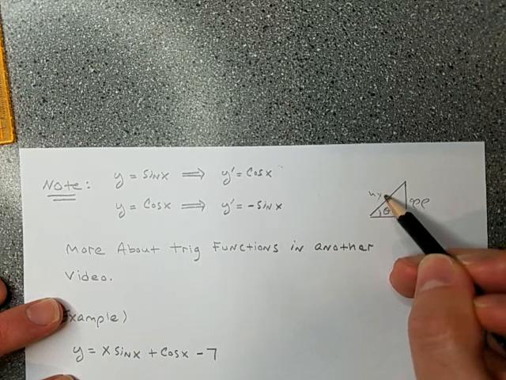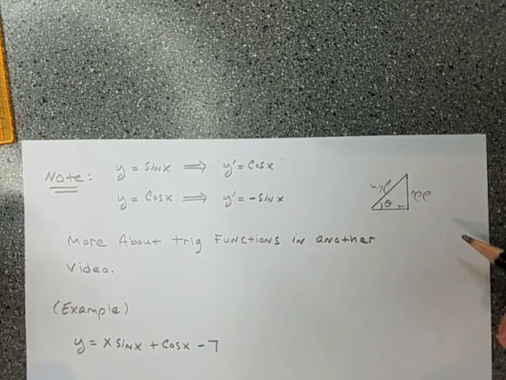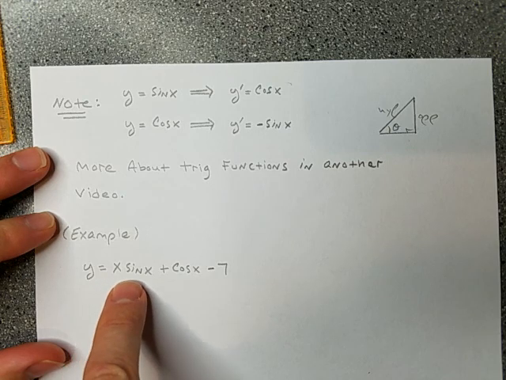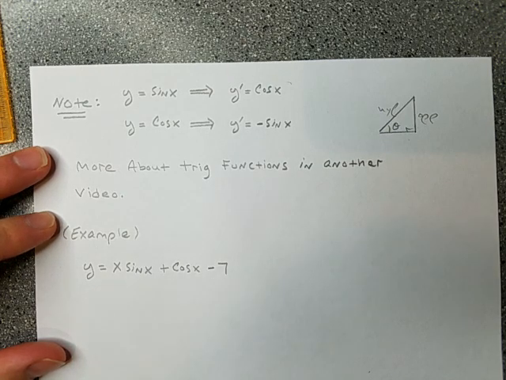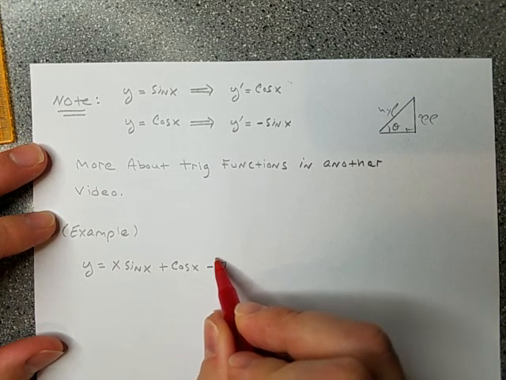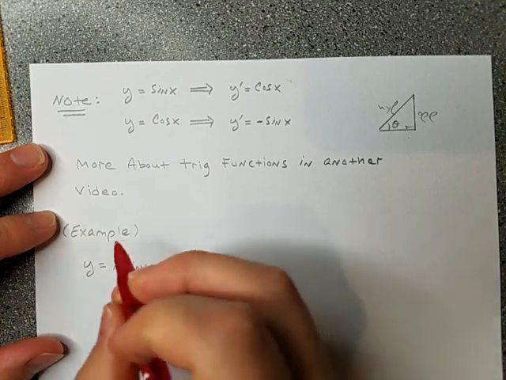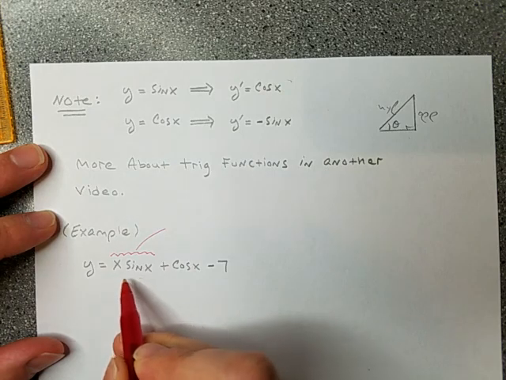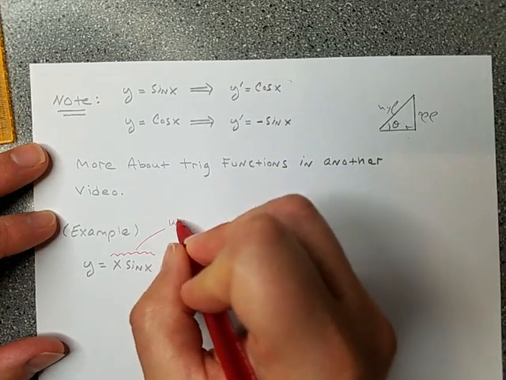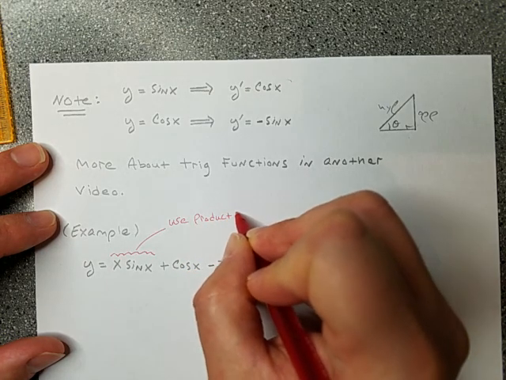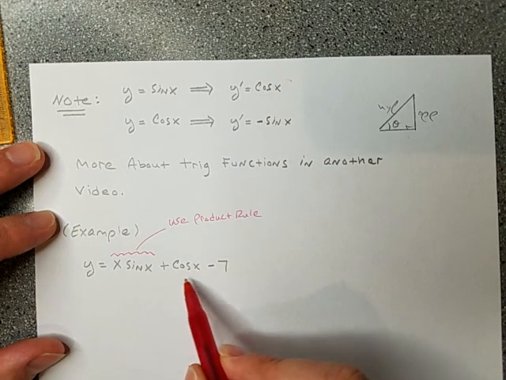Now, for me to review the whole nature of the sine function, that'd be a class called pre-calculus, but I'll tell you a little bit about it right now. So could you do this? Could you find the derivative of x times sine x plus cosine x minus 7? Can you do that? Well, let's see. I don't have a problem with the 7 or the cosine. It's the x times sine of x that is a product that requires me to use the product rule. What about the rest of this stuff?